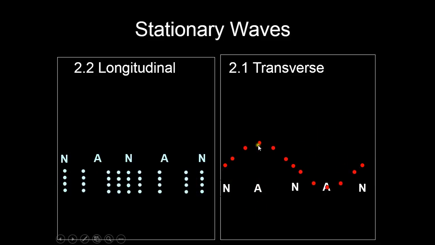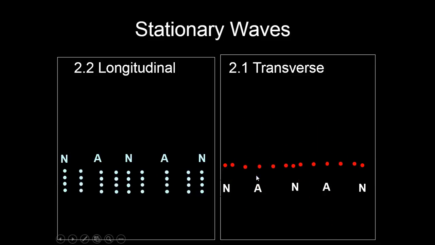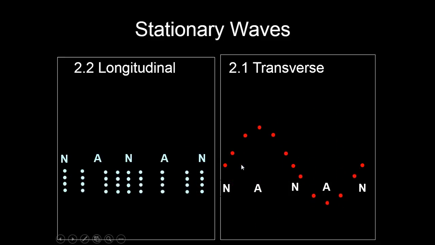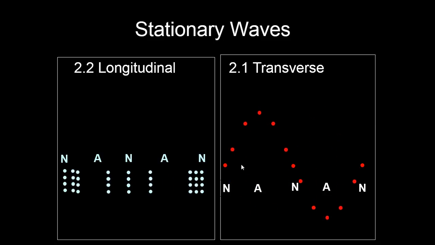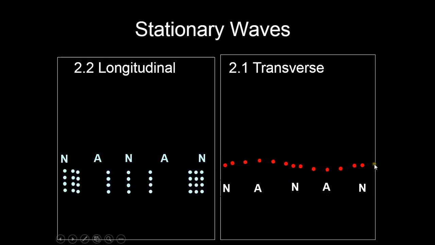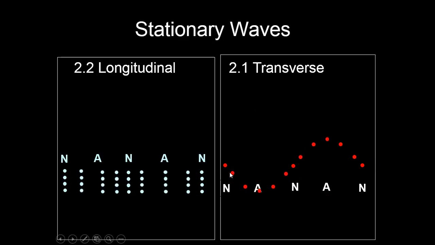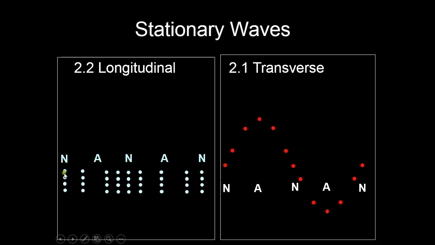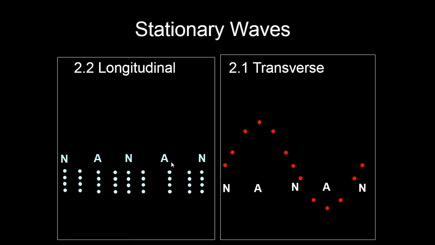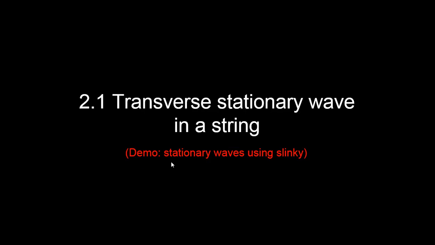For transverse, this one we're very familiar with. You have maximum displacement at the antinode. Notice that the difference between transverse and longitudinal is the way the particles are vibrating. Other than that, they look exactly the same. So if I were to sketch the displacement versus distance graph for a transverse wave, it will be the same as the displacement versus distance graph for a longitudinal standing wave.